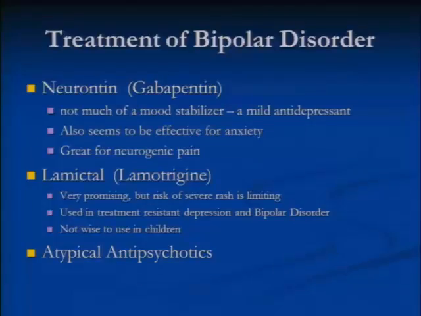Lamictal, lamotrigine, very promising medicine, great in adults. I don't start with it in children because the risk of Stevens-Johnson rash, which is a very severe, life-threatening rash, is 25 times higher in kids than it is in adults. And then, of course, there's the atypical antipsychotics, which have spent a lot of money getting themselves positioned to be mood stabilizers.